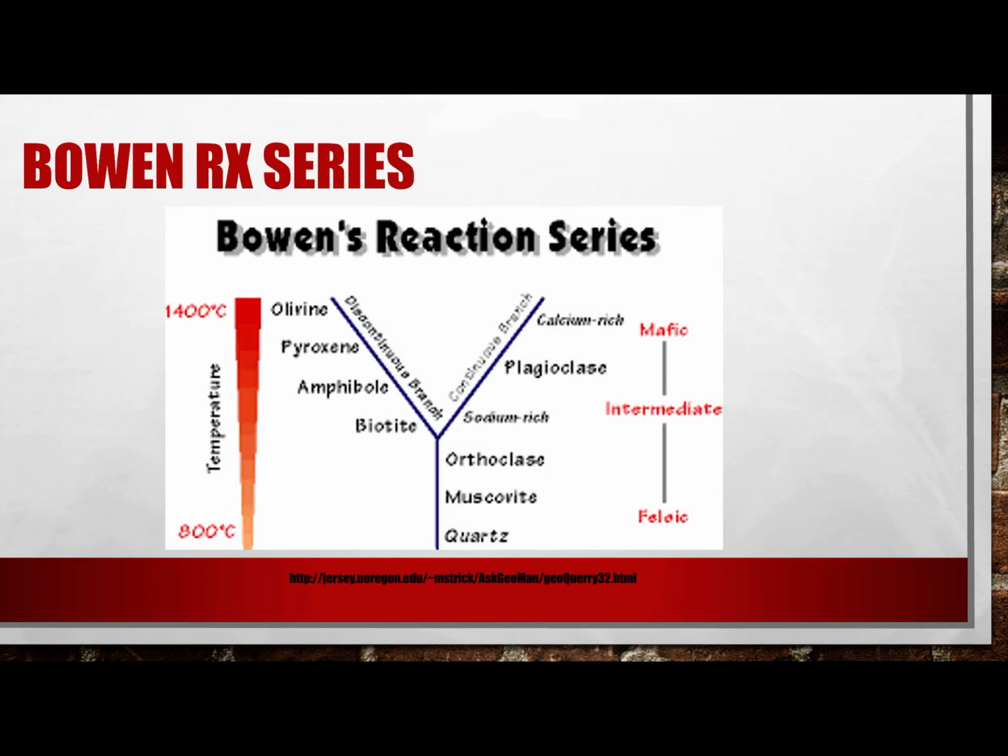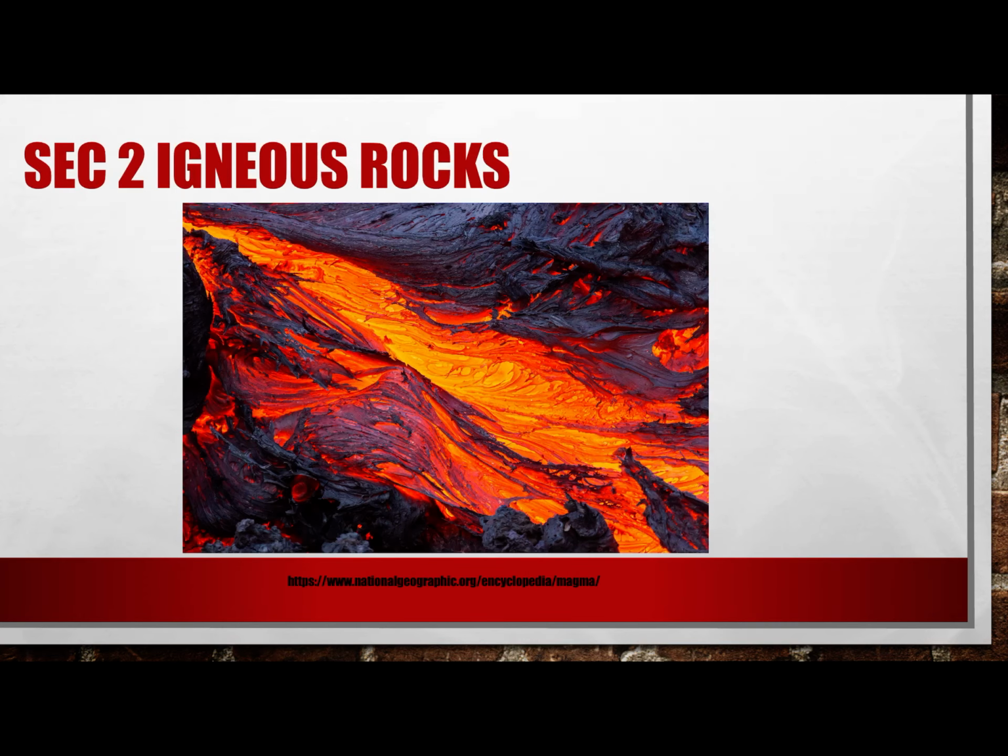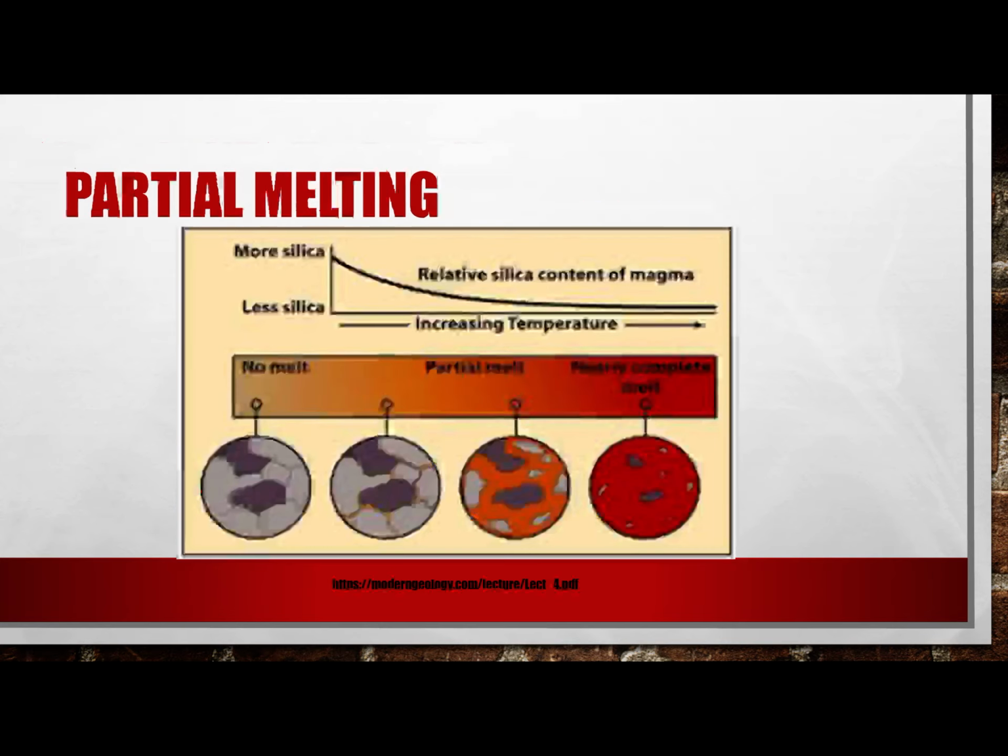We're moving on to igneous rocks. So again, these are the ones formed from molten rock. We'll start off with partial melting. In this one, the idea is you start off with a cool rock, maybe 100 degrees, not hot enough to melt anything. It warms up a little bit.